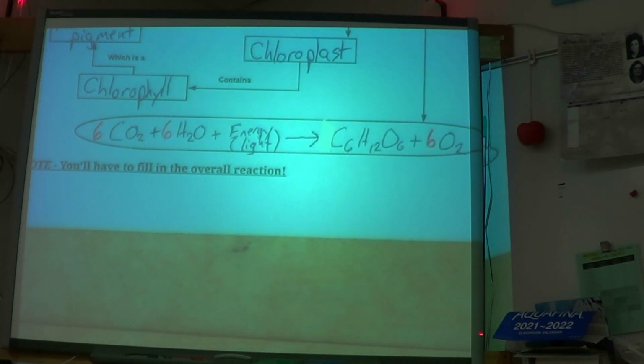6, 6, 6. Those are the 3 coefficients that go in front of the carbon dioxide, the water, and the oxygen. Not the glucose. 6, 6, 6. Okay? They're all 6s. So, a couple things.